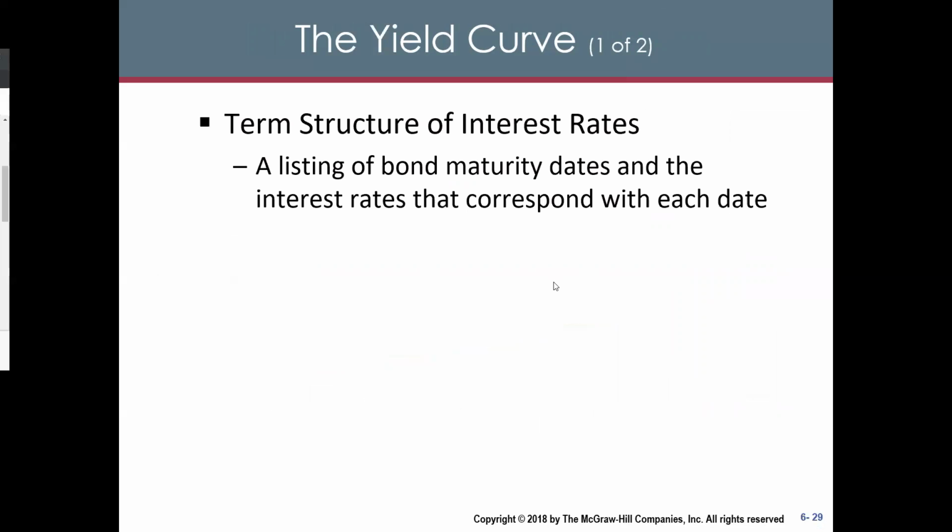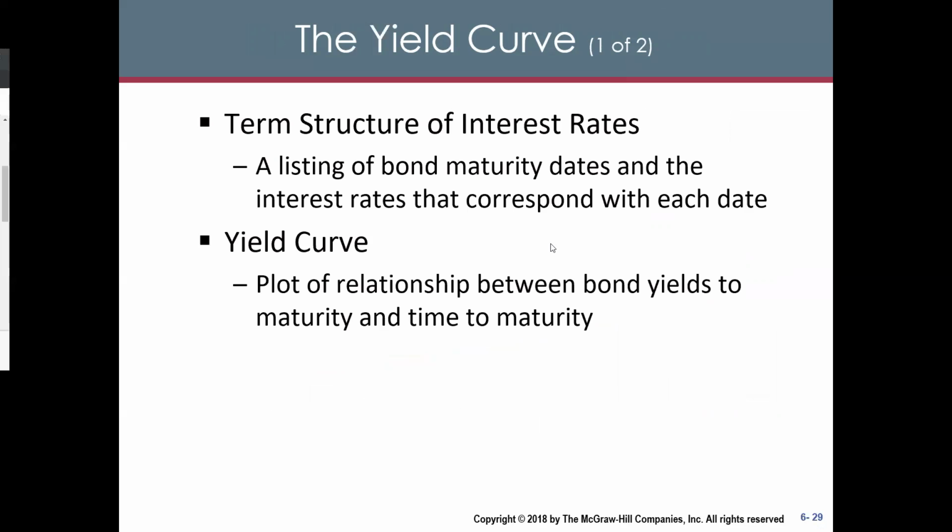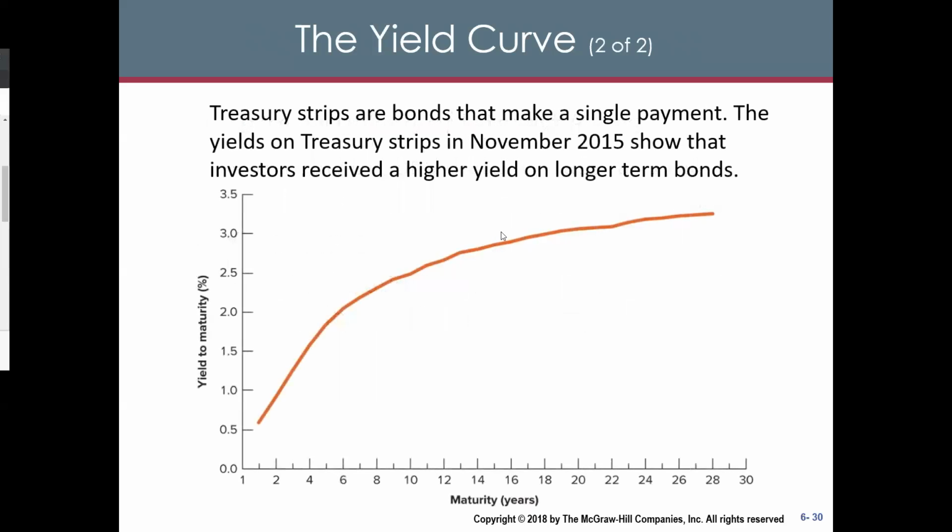Next, let's talk about the term structure of interest rate. The term structure of interest rate is a listing of bond maturity dates and the interest rates that correspond with each date. We can plot this relationship into a graph, and we call this graph a yield curve. Here is an example of the yield curve for the treasury strips. The x-axis is the maturity years, and the y-axis is the yield to maturity.